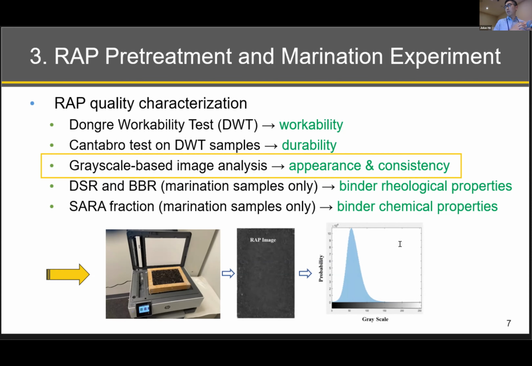One is the grayscale number. Is it going to be on the light side or on the dark side? That tells us how much of the asphalt binder is activated. The other parameter we look into is the width of the distribution plot, which indicates the consistency of this material. As we know, in some cases RAP can be pretty variable, so that's another important variable.